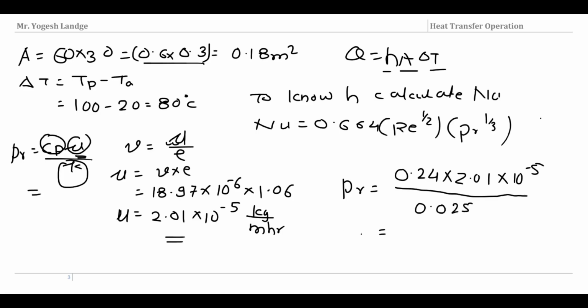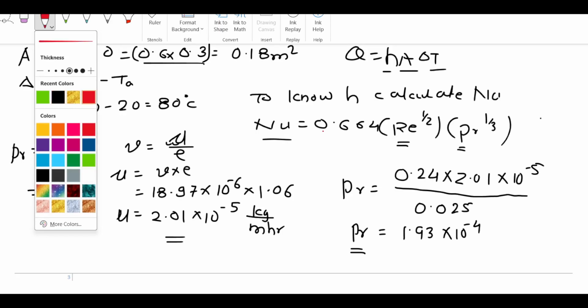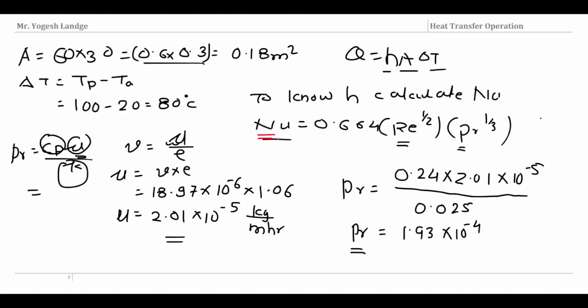And from that, we get a value of Prandtl number, around 1.93 into 10 raised to the power minus 4. Okay, so this is the value of the Prandtl number. Now what we have to do is put the value of Reynolds number as well as the Prandtl number in this equation. I again repeat that part: we have to take this to calculate the Nusselt number.